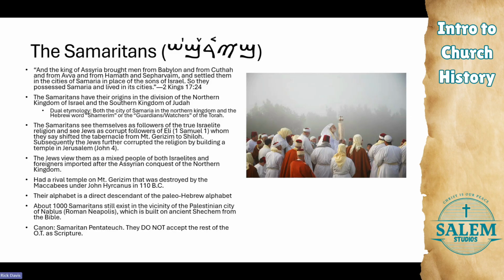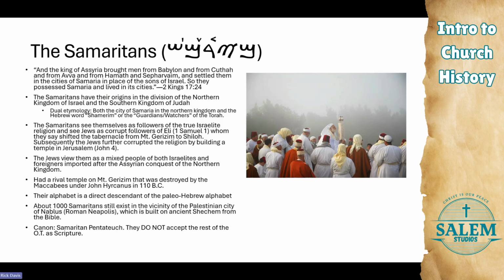And so we have an interesting record of this in the book of 2 Kings, chapter 17:24. When it says the king of Assyria brought men from Babylon and from Cutha and from Ava and from Hamath and Sepharvaim and settled them in the cities of Samaria in place of the sons of Israel. So they possessed Samaria and lived in its cities.